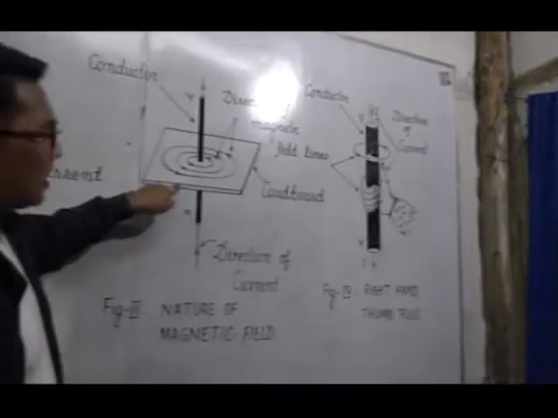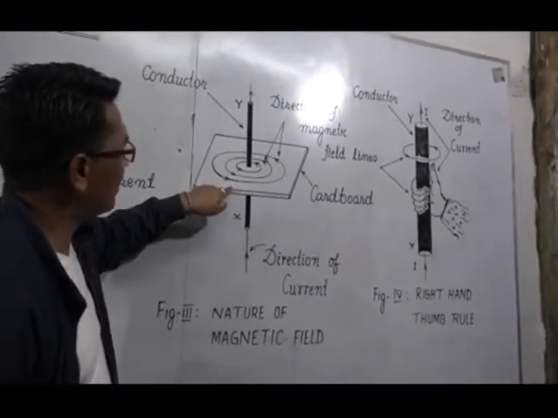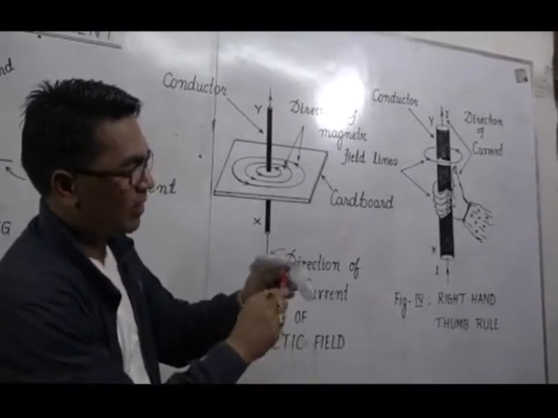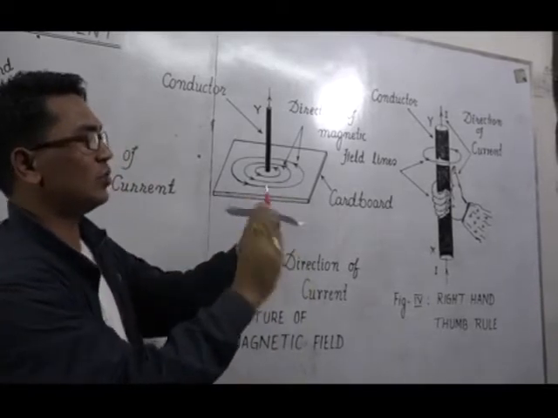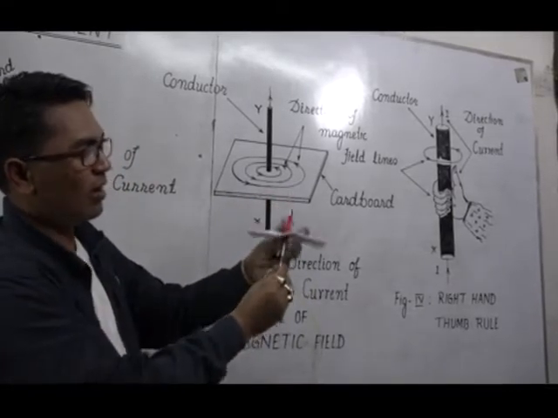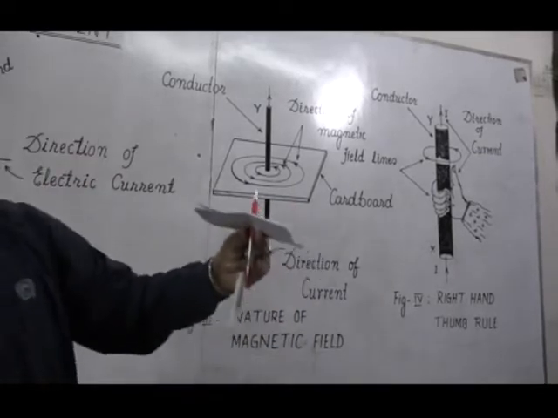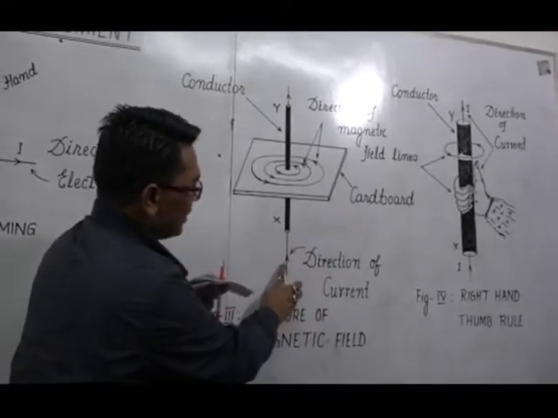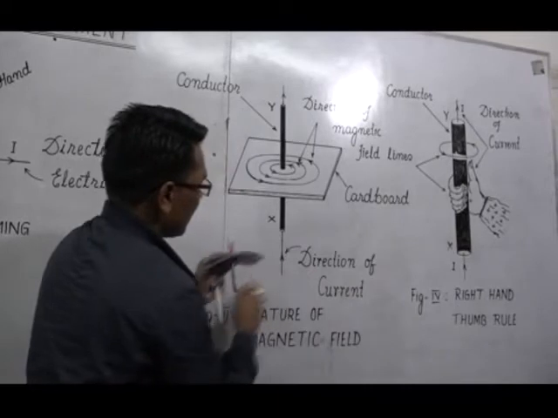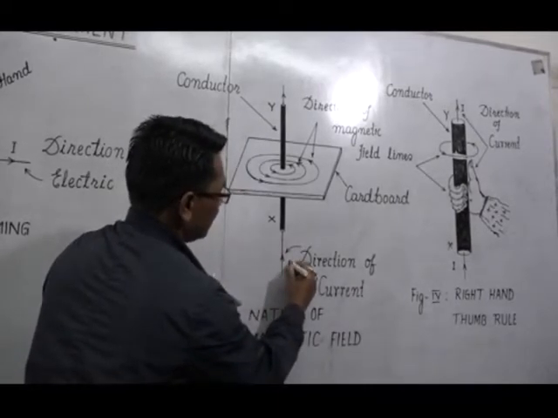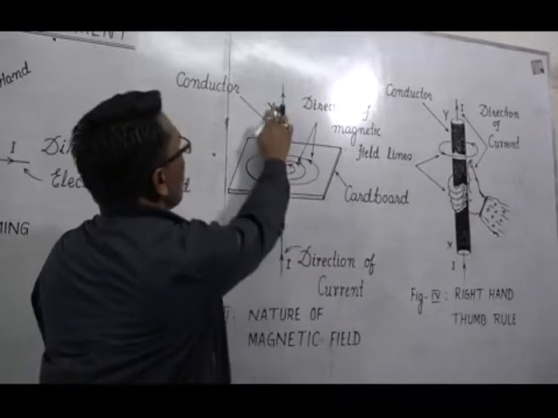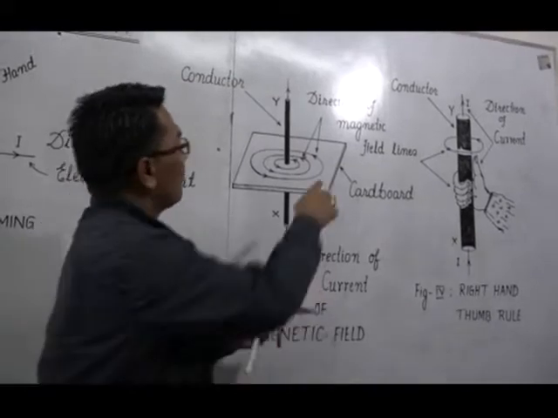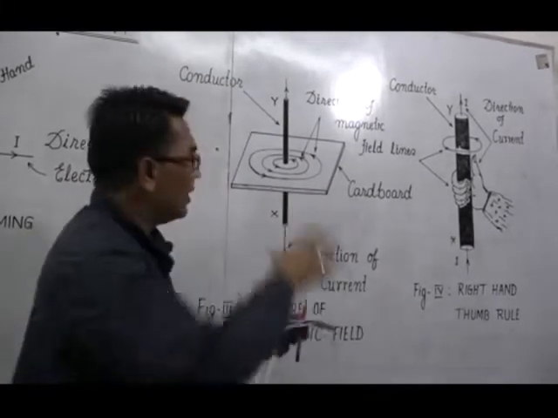See, cardboard, very simple. Cardboard or paper, when the paper is used, conductor is in it. Conductor is in the cardboard, because electric current. See the direction of current, the direction of current flow from X to Y, and the flow creates a magnetic field. It is necessary.